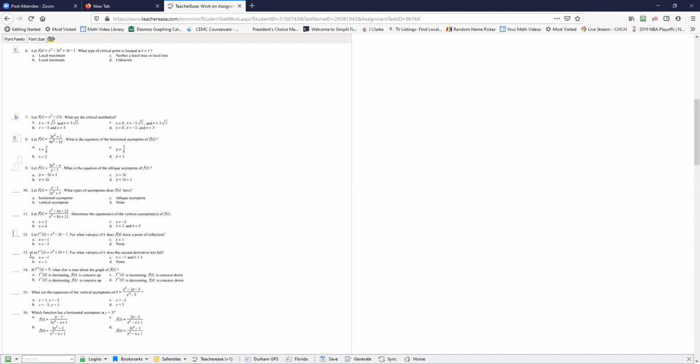For that question, if you found the second derivative and equated it to 0 and solved for that, would that also give you the correct answer? Well, the second derivative equal to 0 tells you that there's potentially a point of inflection, but you still have to test before and after.